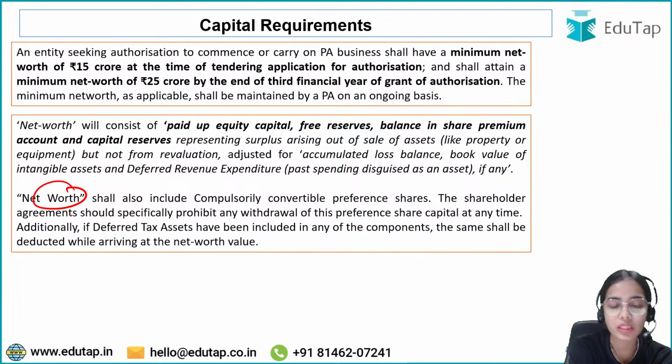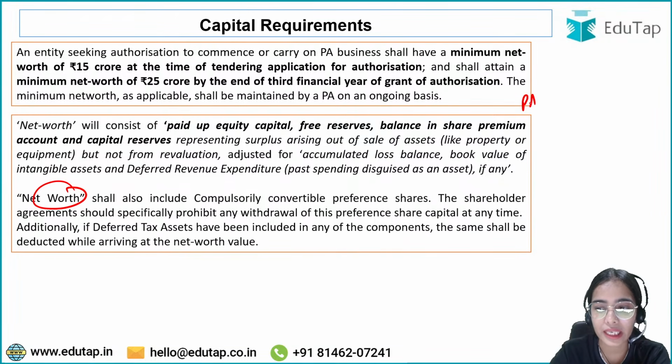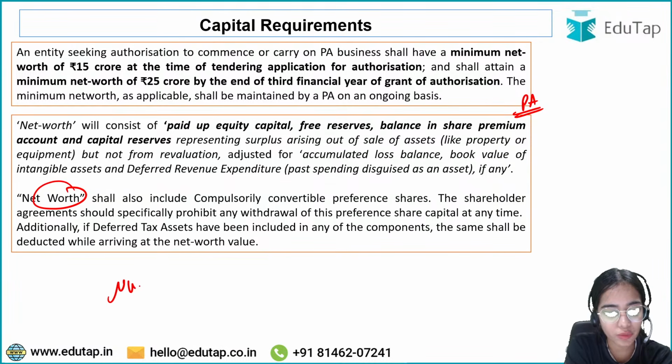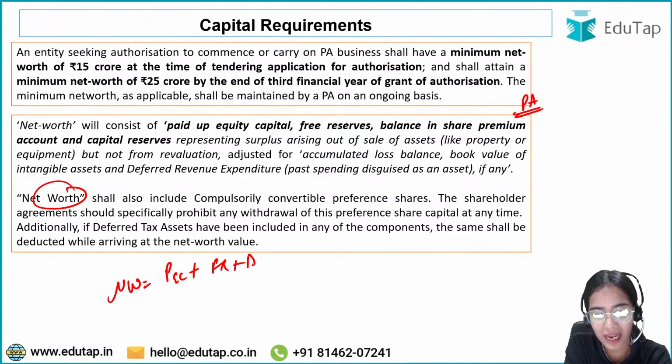Now in the net worth, for the payment aggregator, there is an additional thing that has been said. Net worth means paid up equity capital plus the free reserves plus the balance in the share premium account plus the capital reserves from the actual sale of assets. Here it has been said that you should also add the compulsorily convertible preference shares.